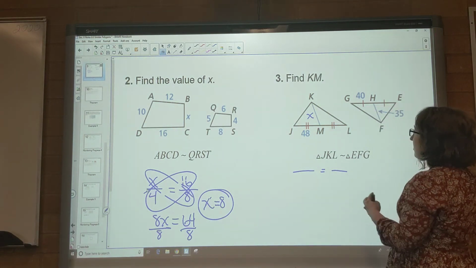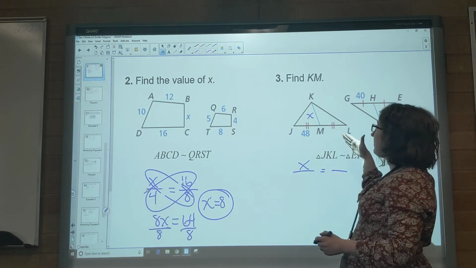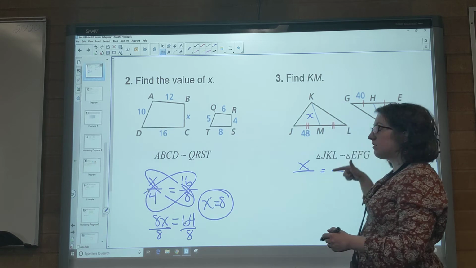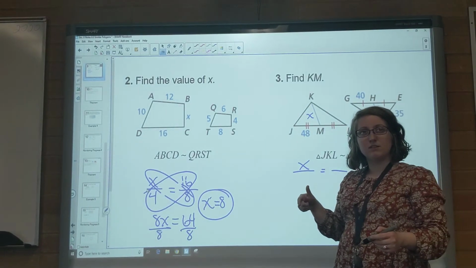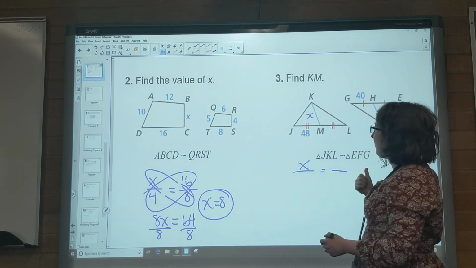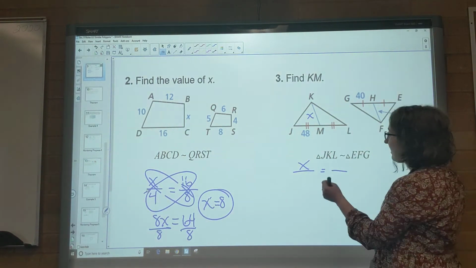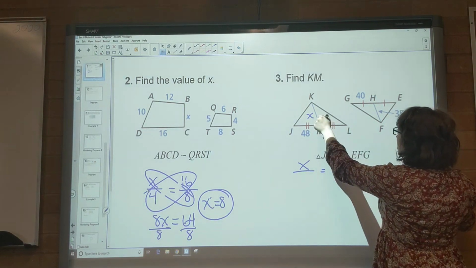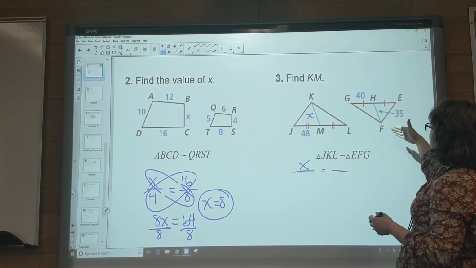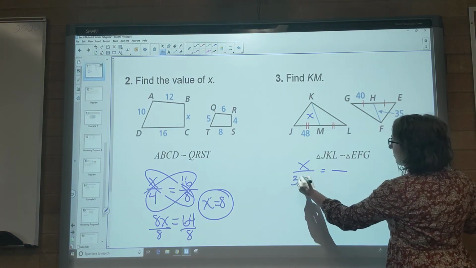I'm going to just start with x. Now, x is the line going from a vertex to the other side. Does that have a name? When it hits in the middle, it's a median. Oh, is this one a median? I don't know if it's in the middle. Oh yeah, so it's a median. So since KM is a median, I'm going to look for the median in the other picture, which is FH, which is 35. So x will go with 35.